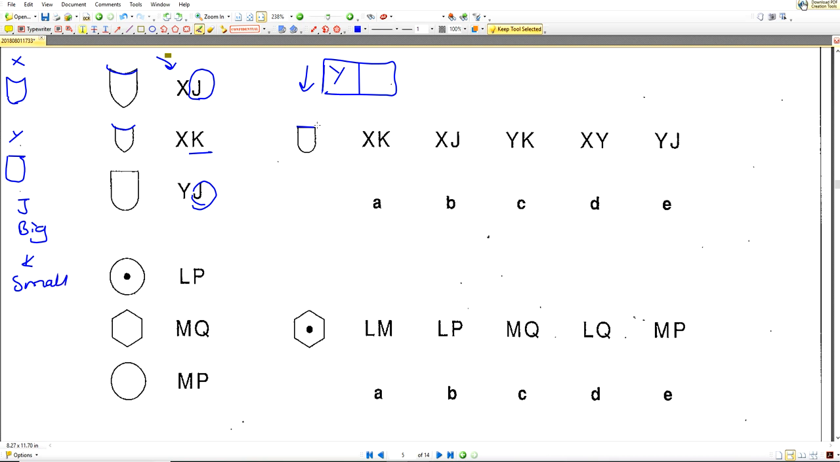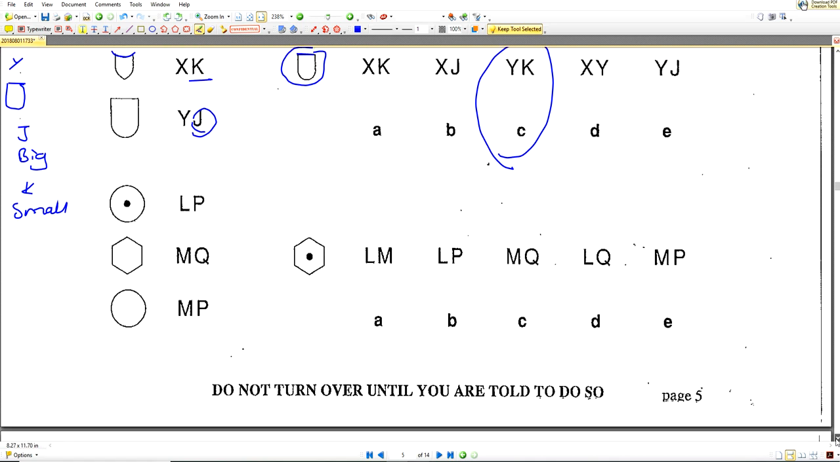Now if we look at our shape here, compared to these three shapes here, it is of the smaller design, so it will be a K. So it'll be a Y and a K, and that will give us C as an answer. Let's move on to the next question.